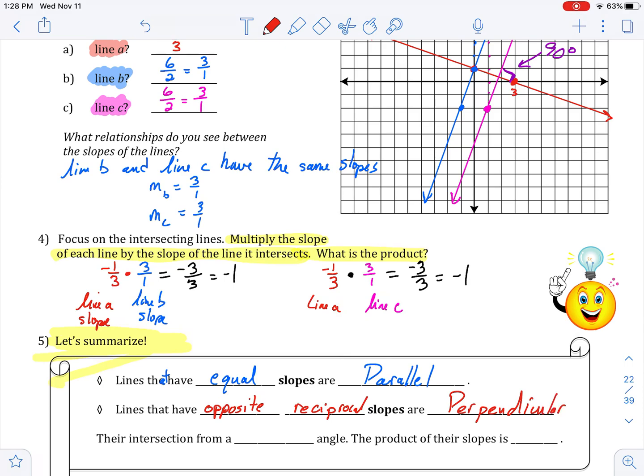You've maybe heard of perpendicular. Perpendicular means that their intersection is going to form a right angle, or an angle that is going to measure 90 degrees. And as we calculated up here in number 4, when you find the product of their two slopes, that product is going to be equal to negative 1.